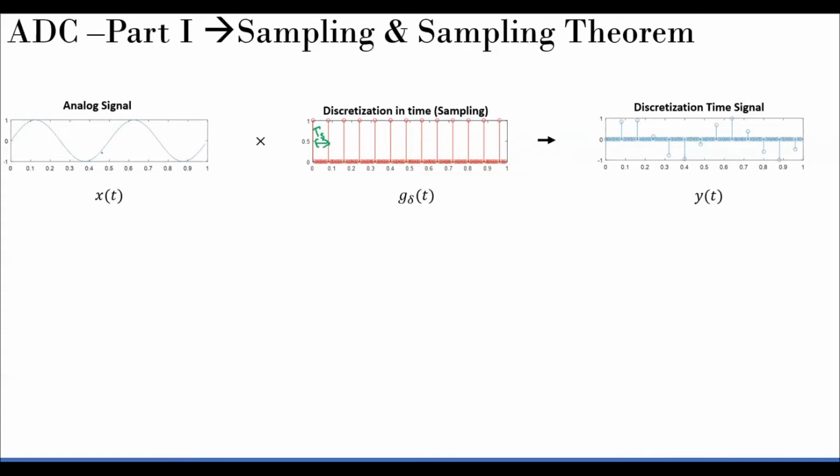So let x of t be the input signal, which is continuous in time. g delta of t is the series of delta functions separated by Ts time interval, and y of t is the output, which is the discretized time signal. Now in mathematics, y of t is nothing but the product of x of t and g delta of t, right?